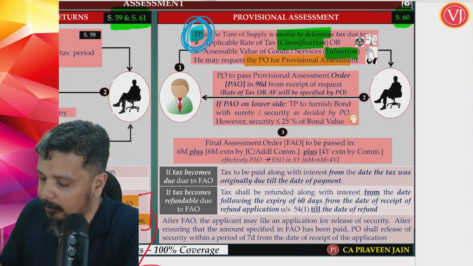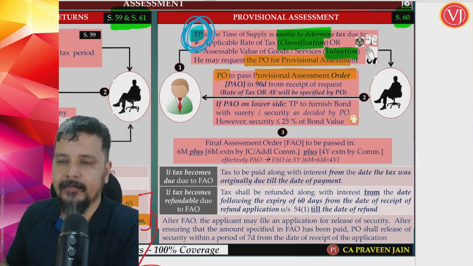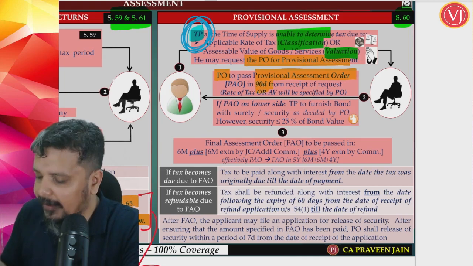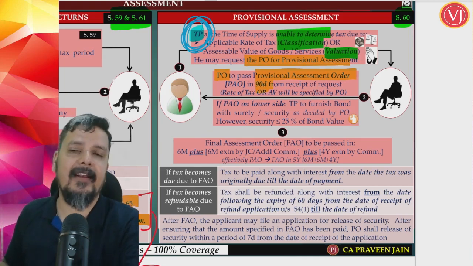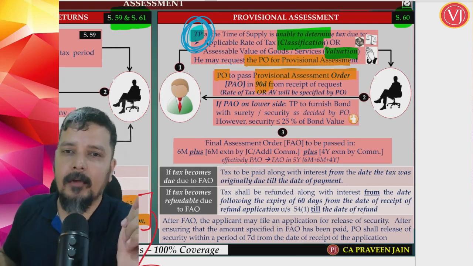Proper officer will do provisional assessment. And he has to do provisional assessment quickly, within 90 days of the request. He'll decide a rate or he'll decide the value. Let us assume that assessee is having doubt with 5% or 12%.